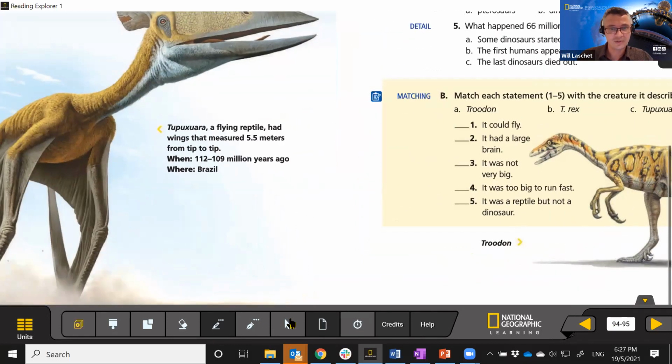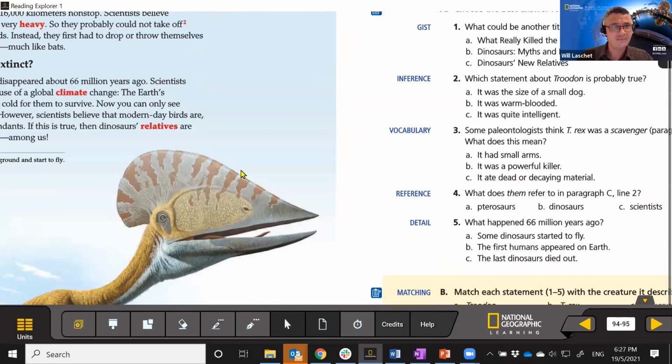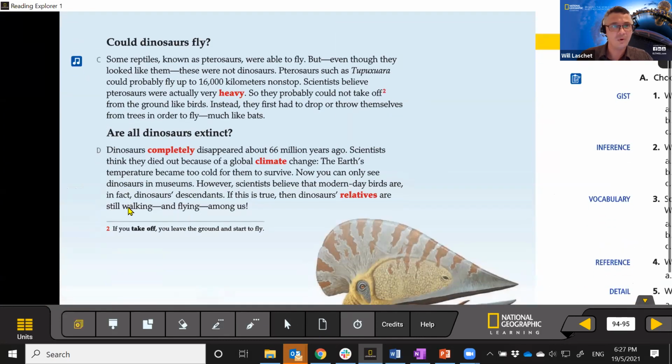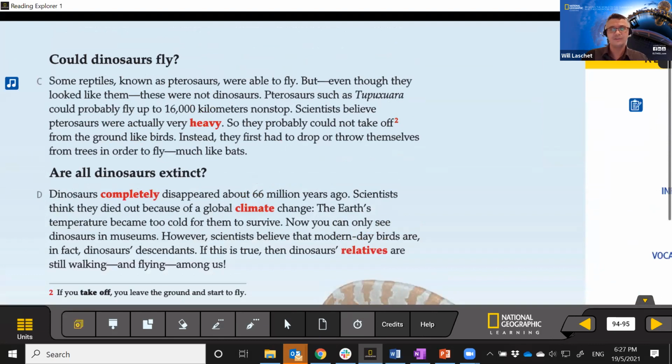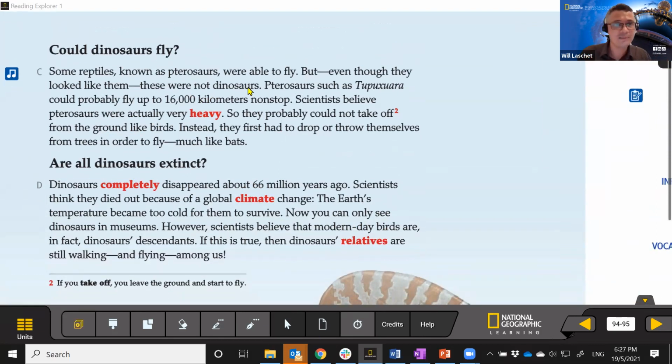So I'm just going to come down here and zoom in a bit more. Okay, so the next one was, could dinosaurs fly? So we said 85% of us said yes. Okay, so let's listen, read, and find out.